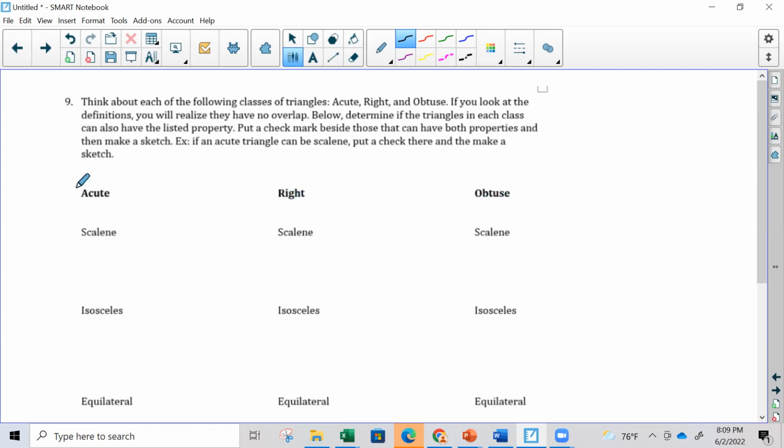An obtuse triangle can't be acute because one of the angles has to be obtuse, and an acute triangle has to have all three angles less than 90. So the relationship between acute, right, and obtuse is that it's always never. An acute triangle can never be right, an acute triangle can never be obtuse.